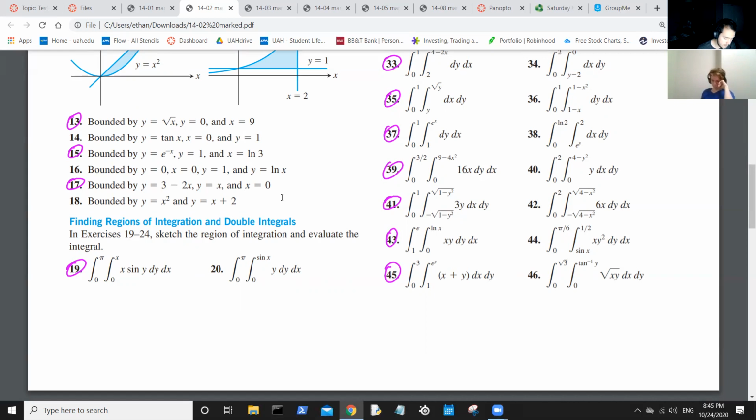Okay, yeah. So that's what we would do. We'd reevaluate it here. So instead, horizontally, your lower bound is going to be y squared, and your upper bound is going to remain x equals 9. So in this one, it's going to be y squared. Luckily, we have the answers for these, so we can check afterwards. Y squared to 9.